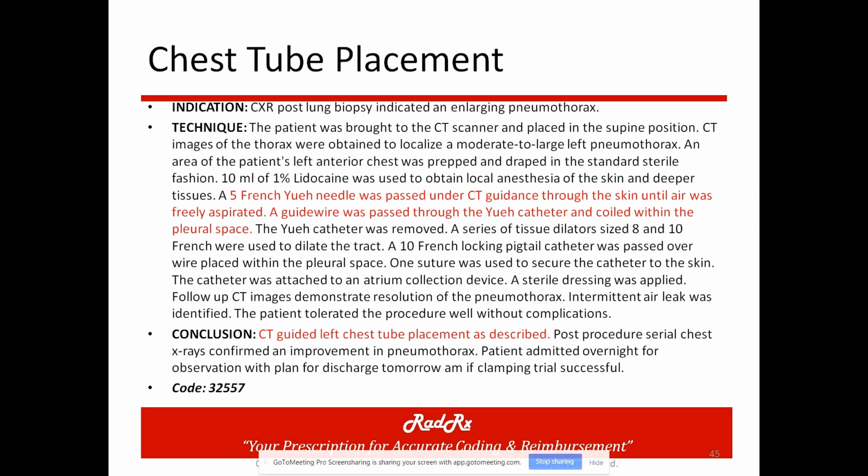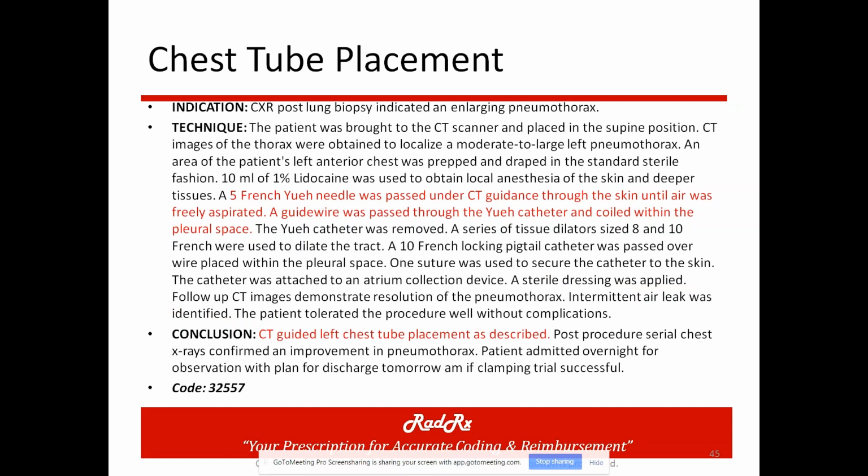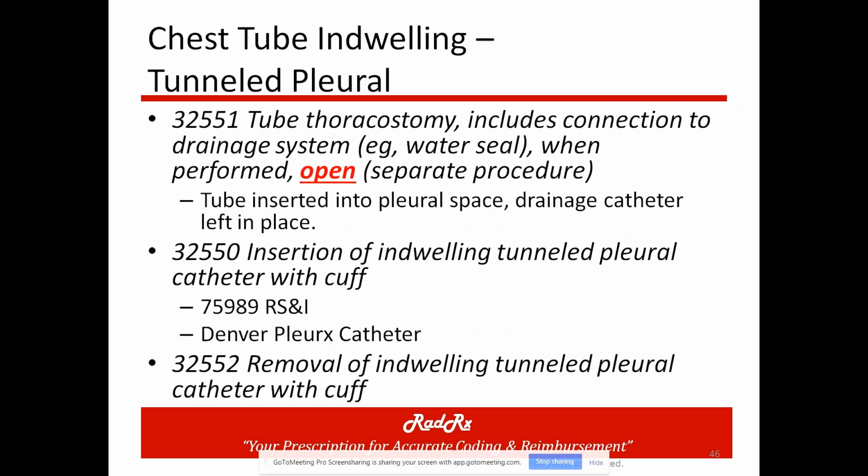And then it goes on, gives us more details of the procedure. It says one suture was used to secure the catheter to the skin, so we see that the tube is going to be left indwelling. It was attached to a collection device. So we have 32557 for our chest tube placement. So chest tube is going to be the pleural drainage codes. And that's just for your basic percutaneous chest tube.